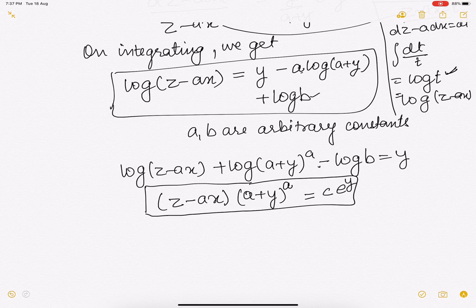I hope by solving these three questions which were asked by you, all your queries will be solved.